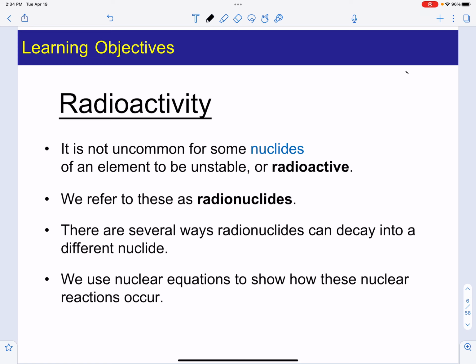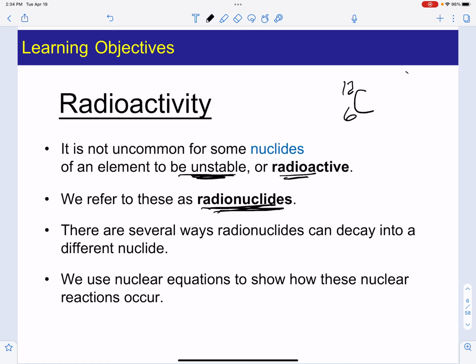So if they are unstable, they can become radioactive. Any nucleus that undergoes this process, we call it therefore a radionuclide. And a nuclide is nothing more than, for example, if I show you something like this, just the nucleus with only the protons and the neutrons.